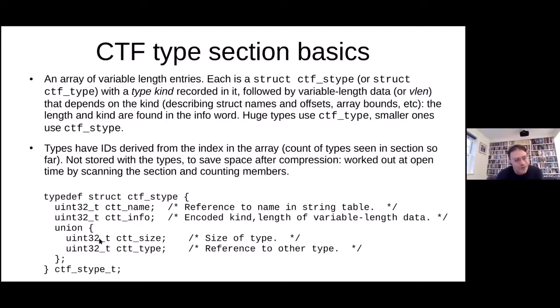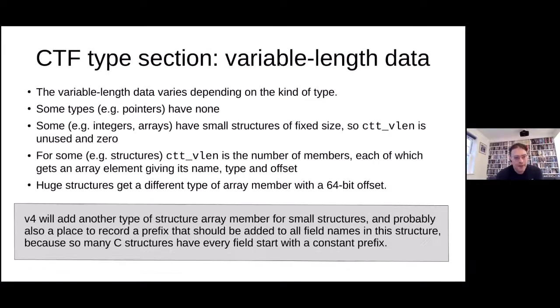This is actually true of the type section as well. If the type size is so large that 32 bits can't record it, we stick a couple of elements on the end to give a 64-bit value. There's no point wasting space in most types for that, so we overlay them on each other. V4 will probably add another sort of array member for small structures, less than 255 bytes, because most structures are small, so we can save a bit of space.